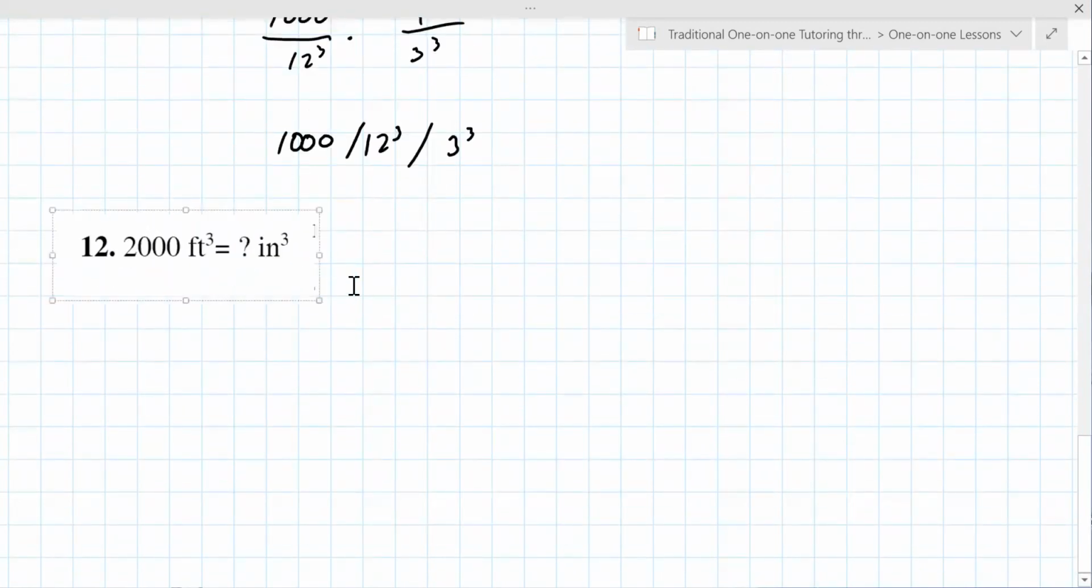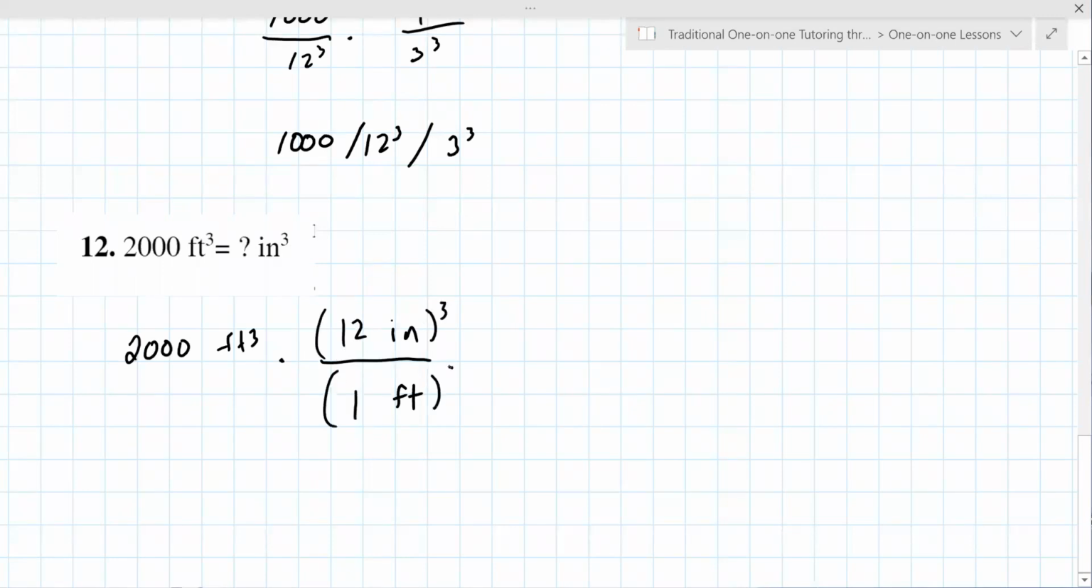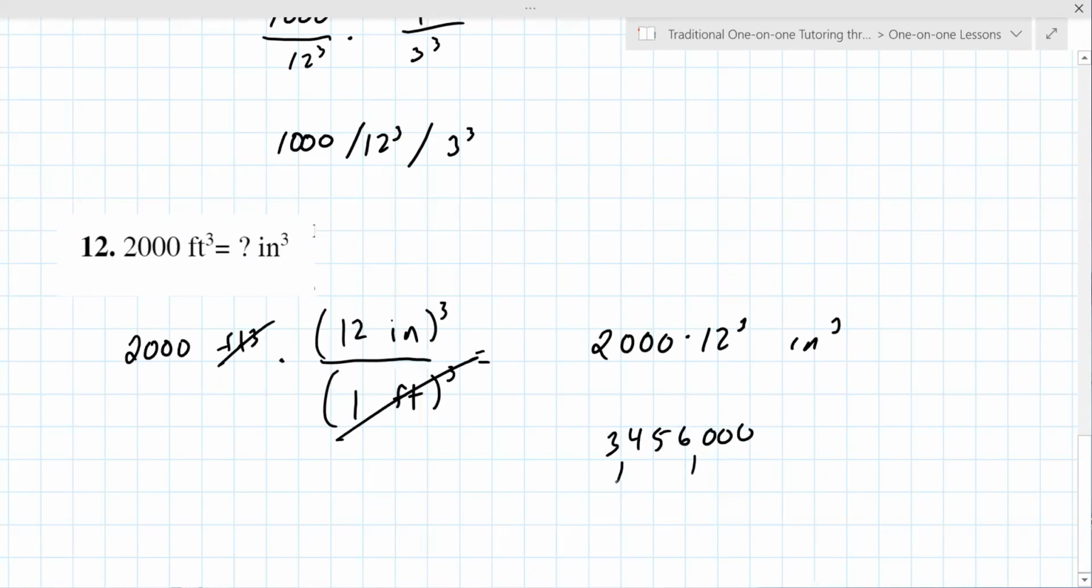On to number 12. So start out with 2,000 feet cubed times foot to inches. This one's nice because there's a direct conversion. There's 12 inches in 1 foot, so you cube both of them. Because that cancels with all of that, this ends up being 2,000 times 12 cubed inches cubed. So you just get that number there, 2,000 times 12 cubed, and that becomes 3,456,000 inches cubed. It's a lot of inches cubed.